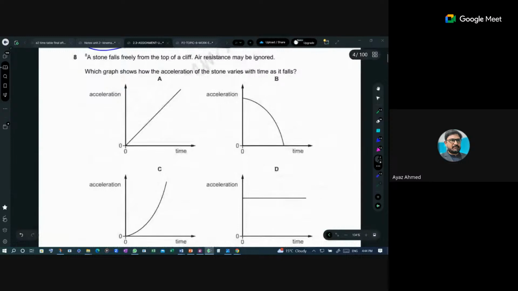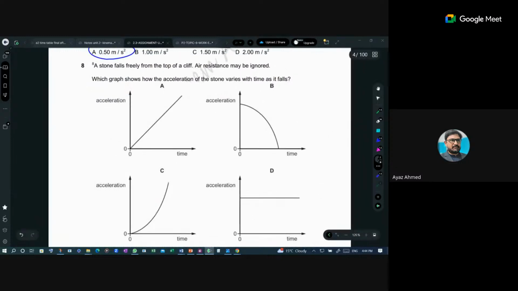Okay. The last question, because I have another class ahead. A stone falls freely from the top of a cliff. The air resistance may be ignored. No need to consider air resistance. Which graph shows how the acceleration of the stone varies with time? So which graph should be your choice?